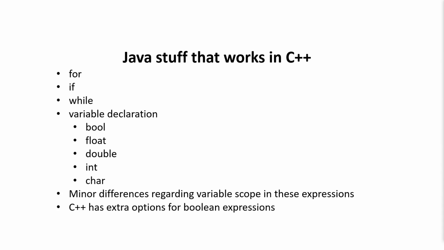All right, back over in PowerPoint, I just want to do one more quick demonstration. Basically, I want to go through stuff from Java that works exactly the same in C++. Or maybe a better way to say it is that if it works in Java, it also works in C++. So if you write a Java version of a for loop, or an if statement, or a while statement, or a variable declaration using any of these types, it will work. C++ may have minor differences that let you do some extra things, particularly with regard to variable scope. In addition, C++ has a bunch of extra options for Boolean expressions. They're not just true-false, but they're translated into numbers and evaluated that way.